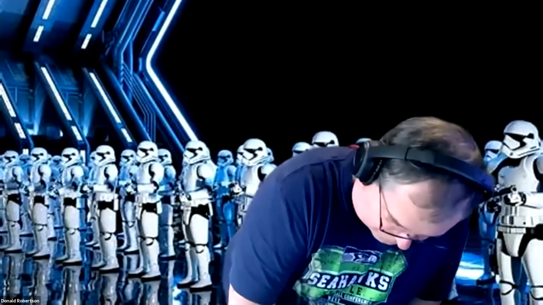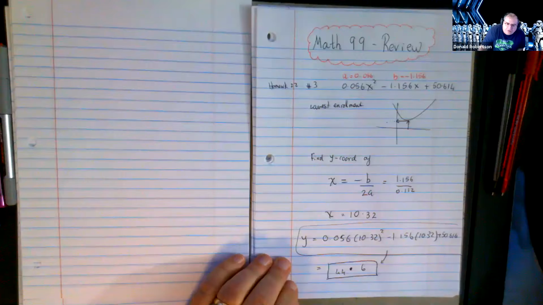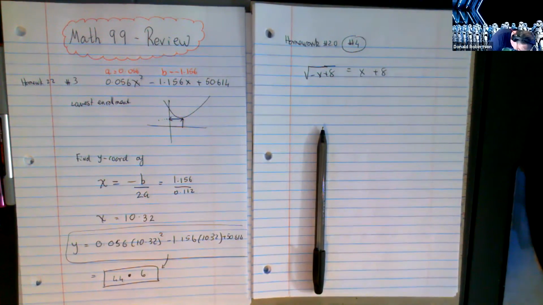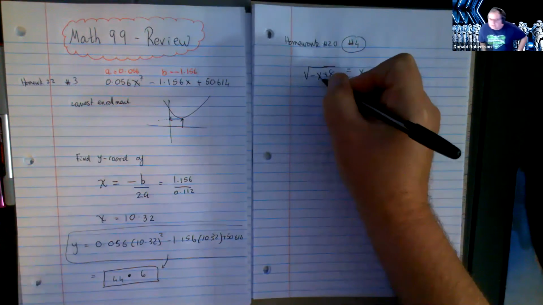square root. It's number 4. Square root of negative x plus 8 equals x plus 8, and I followed the example step by step, and I still got it wrong. Okay, let's see. I'm going to show you that thing, and you tell me if that's the one. Is that the question? Is that what you meant to say?